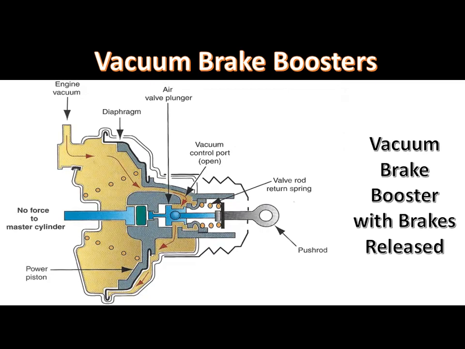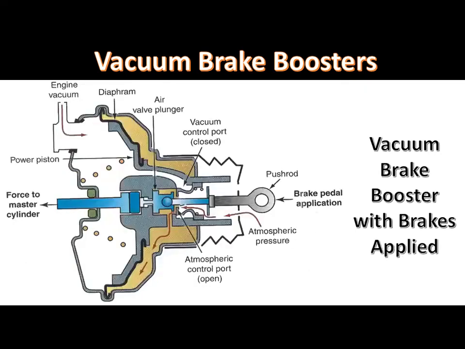When the engine is running, manifold vacuum is supplied through a hose to the booster. If the brakes are released, manifold vacuum is supplied to both sides of the booster diaphragm. This diaphragm does not exert any force on the master cylinder pistons. This is the release mode.